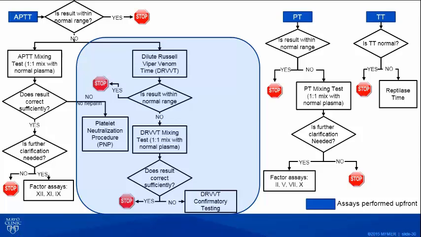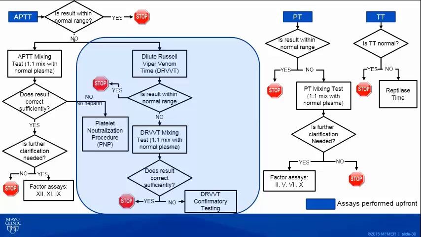So if the APTT is normal, then nothing else needs to be done in this arm. If it's prolonged, then we proceed with a mixing study, and if it corrects sufficiently, then depending on whether we need further clarification, we would add in the factor assays. For PT, the same. If it's normal, nothing needs to be done. If it's abnormal, we would do the mixing study, and if additional clarification is needed, we would add in the extrinsic pathway factors for further evaluation. Thrombin time, if it's normal, nothing needs to be done. If it's abnormal, then we add in the reptilase time.